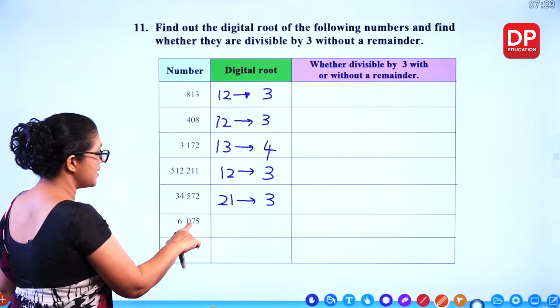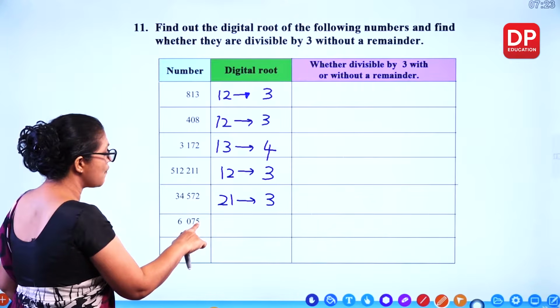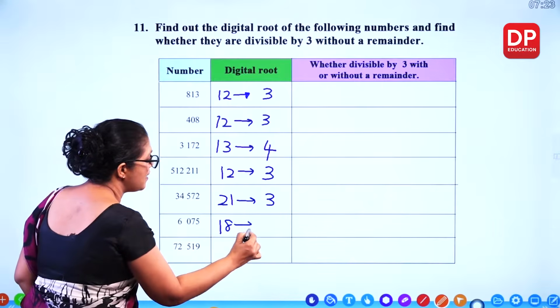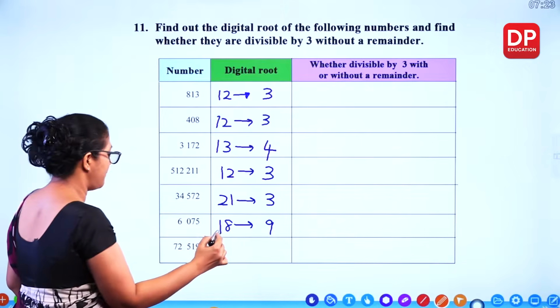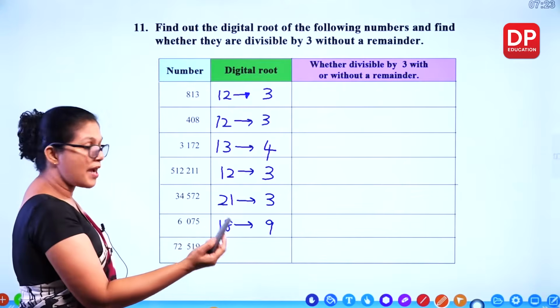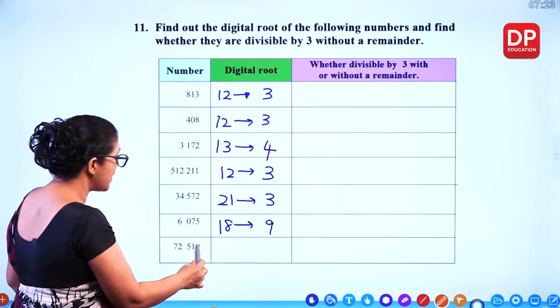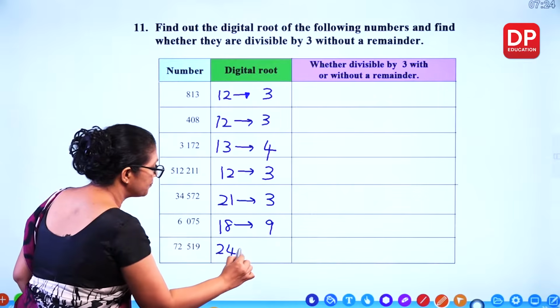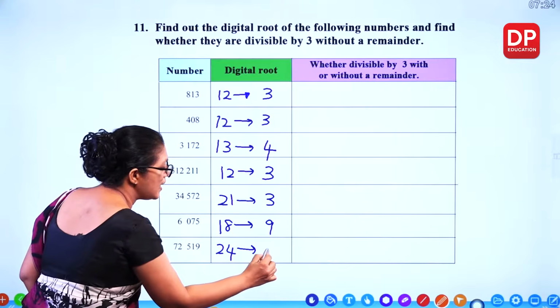6 plus 7, 13. 13 plus 5, 18. 8 plus 1, 9. 7 plus 2, 9. 9 plus 9, 18. And 1, 19 and 24. So 2 plus 4 again, 6.